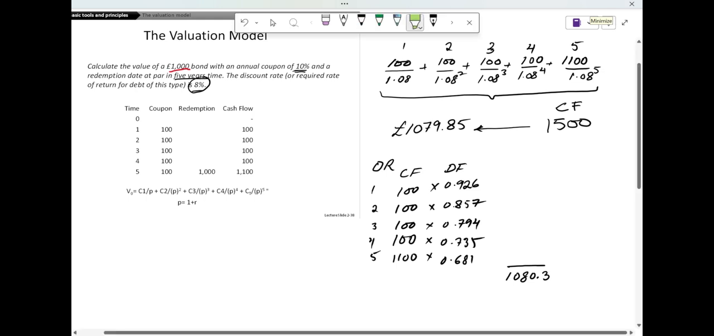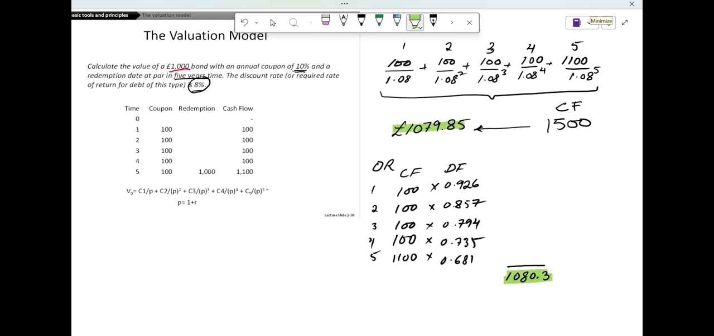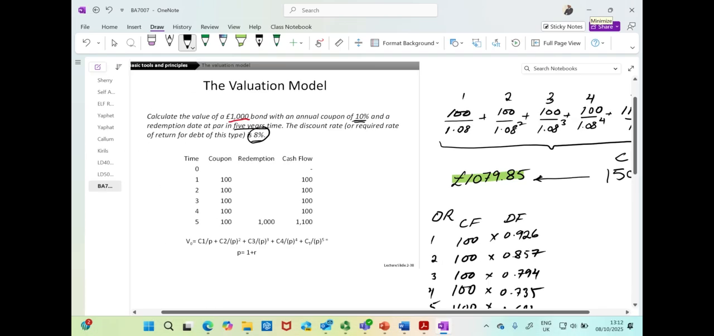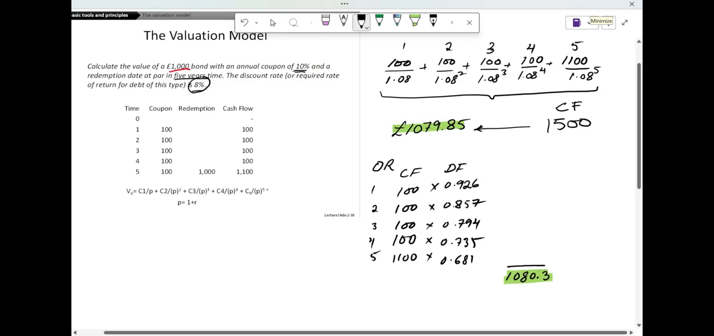The only reason I have a different answer in the two calculations is because of the decimal places, but that will always appear because I have only taken up to 3 decimal places in the second calculation. So this is how we calculate the present value.